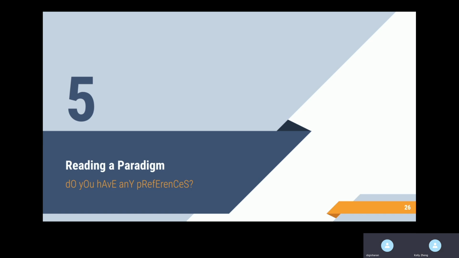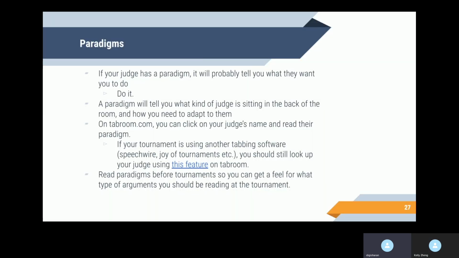So now we're going to talk about reading a paradigm. We've been talking about this basically the entire lecture, and this is going to be the most important thing when you're trying to figure out your judge. If your judge has a paradigm, it will probably tell you what they want you to do in the round, and please just do it. If they want you to read dates, read dates. If they don't want you to read too fast, don't read too fast. If they don't want you to read a specific type of argument, don't read it. It's really that simple, and that'll put you in the best position to win your round, especially if the other team doesn't read the paradigm and you do.